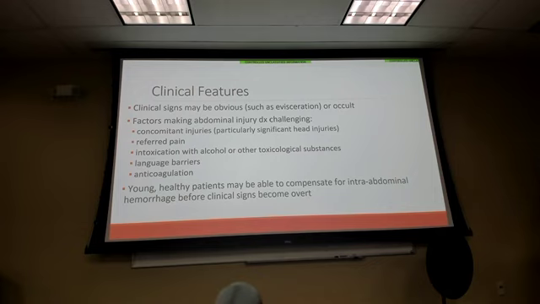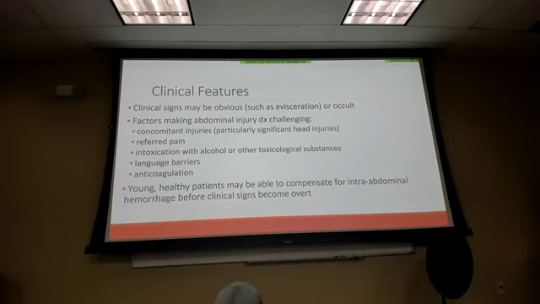But a lot of times there can be occult injuries, and that can make it a little bit more difficult for us when we're evaluating them in the trauma room. They can have significant head injuries associated with it, and we may overlook that abdominal injury. We may not notice it. There can be referred pain, so your spleen may cause a left shoulder pain, your liver, right shoulder pain, things like that.